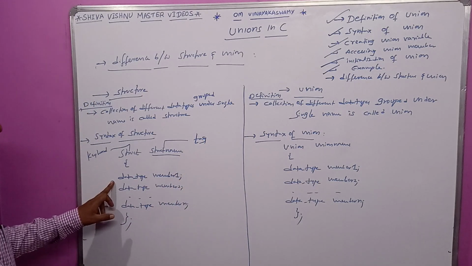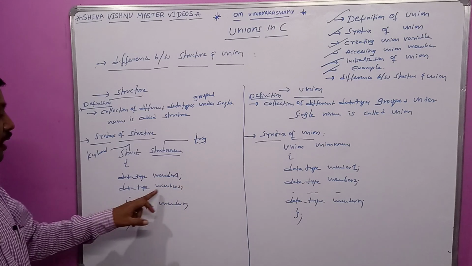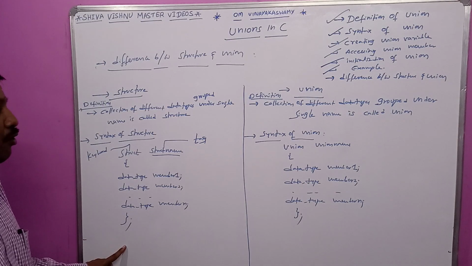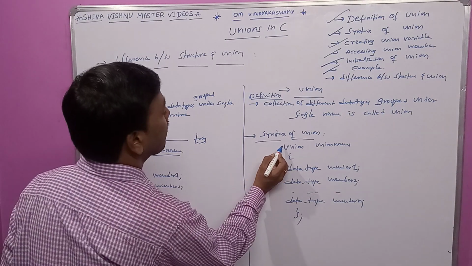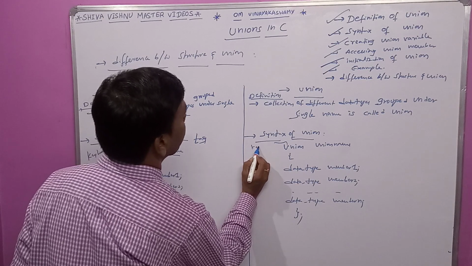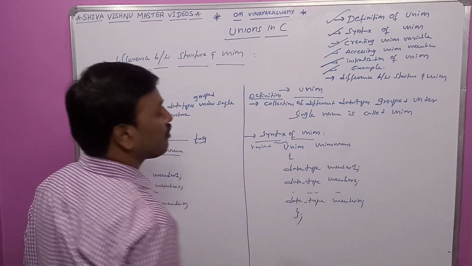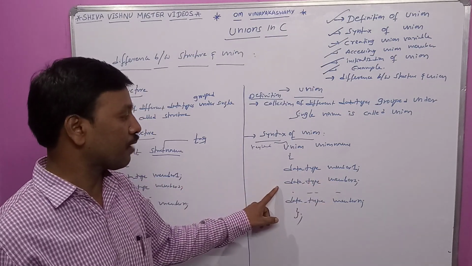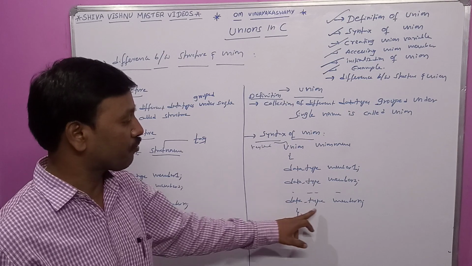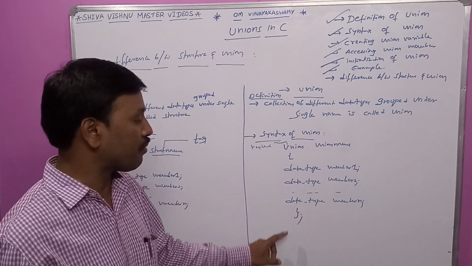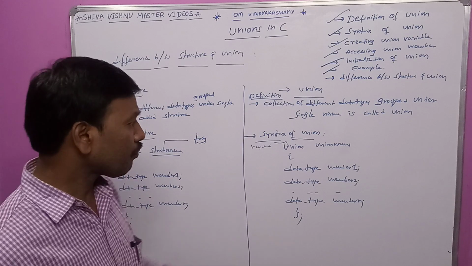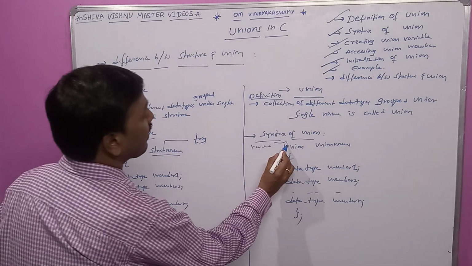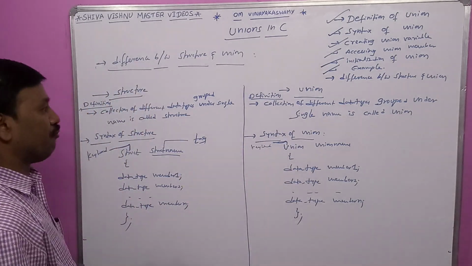Open brace, data type member 1 semicolon, data type member 2 semicolon, data type member n semicolon, close brace semicolon. Here also is a union. Union is a keyword. Then the union name, open brace, data type member 1 semicolon, data type member 2 semicolon, data type member n semicolon, close brace semicolon. Here we have the struct keyword, and here the union keyword.